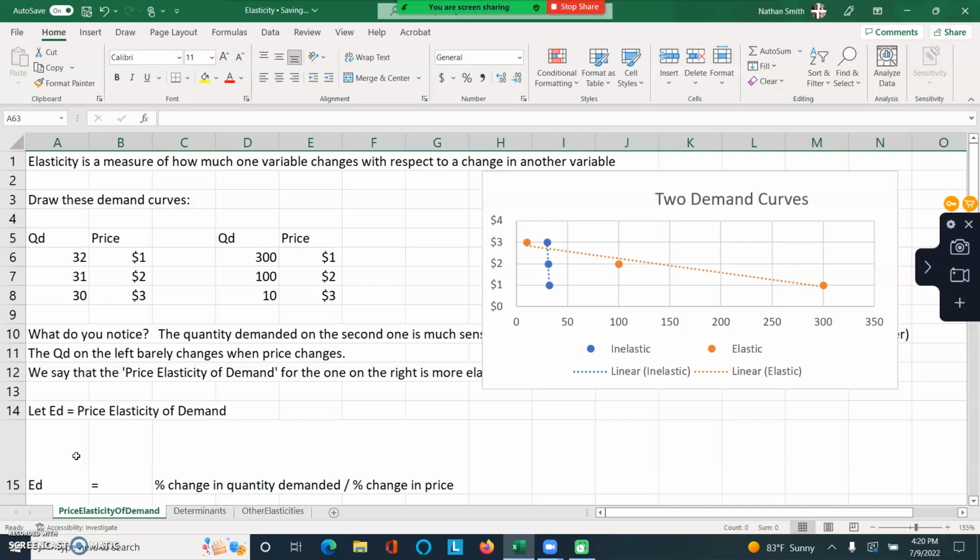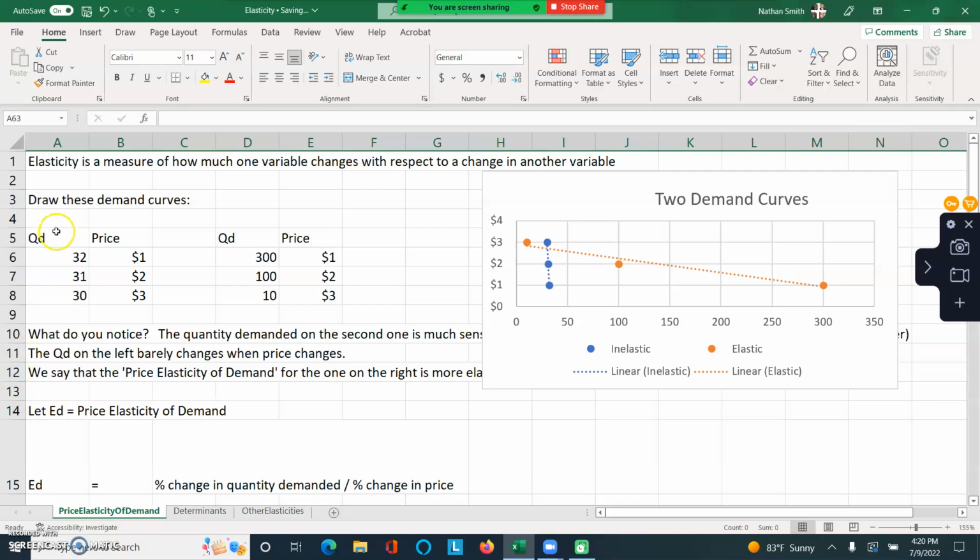This week we're going to learn about elasticity, which is simply a measure of how much one economic variable, usually quantity demanded or quantity supplied, changes relative to a change in another economic variable. This has a lot of applications in firm pricing and also public policy as well.